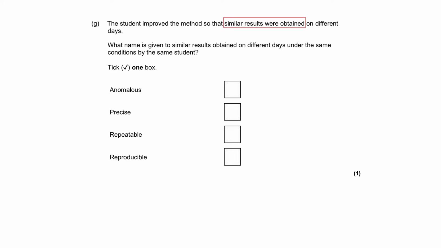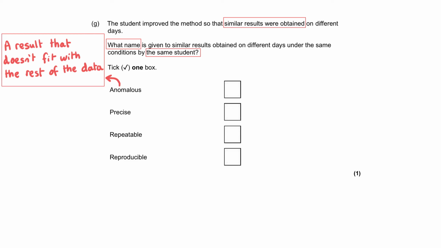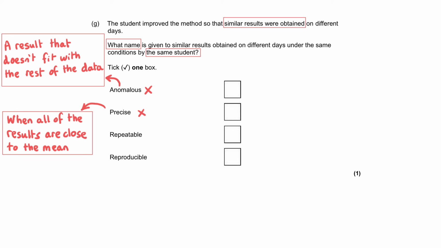The students improved the method so that similar results were obtained on different days. What name is given to similar results obtained on different days under the same conditions by the same student? We're ticking 1 box here for 1 mark. Anomalous, that's not the right answer. An anomalous result means an odd result that doesn't fit in with the expected pattern, and that could be for a number of reasons. Precise, no, that's how close our values are together. And so that means that maybe we did the same thing multiple times and we got the same number each time. Repeatable is the correct answer.